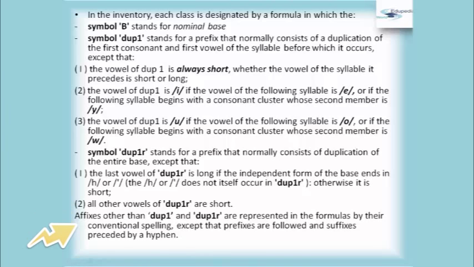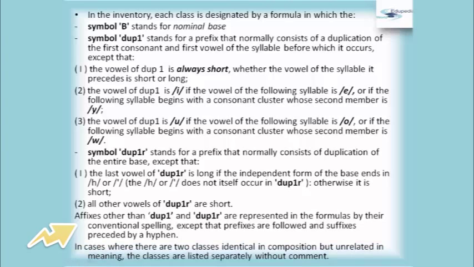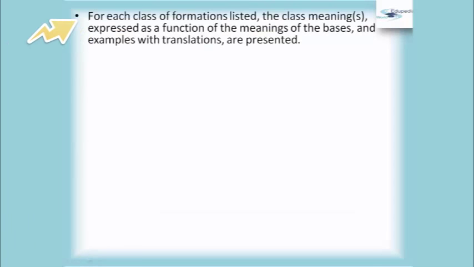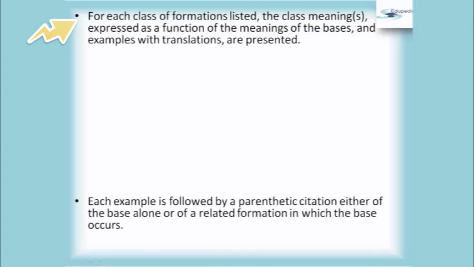Affixes other than .1 and .1r are represented in the formulas by their conventional spelling, except that prefixes are followed and suffixes preceded by a hyphen. In cases where there are two classes identical in composition but unrelated in meaning, the classes are listed separately without comment. For each class of formation listed, the class meaning is expressed as a function of the meaning of the bases, and examples with translations are presented.